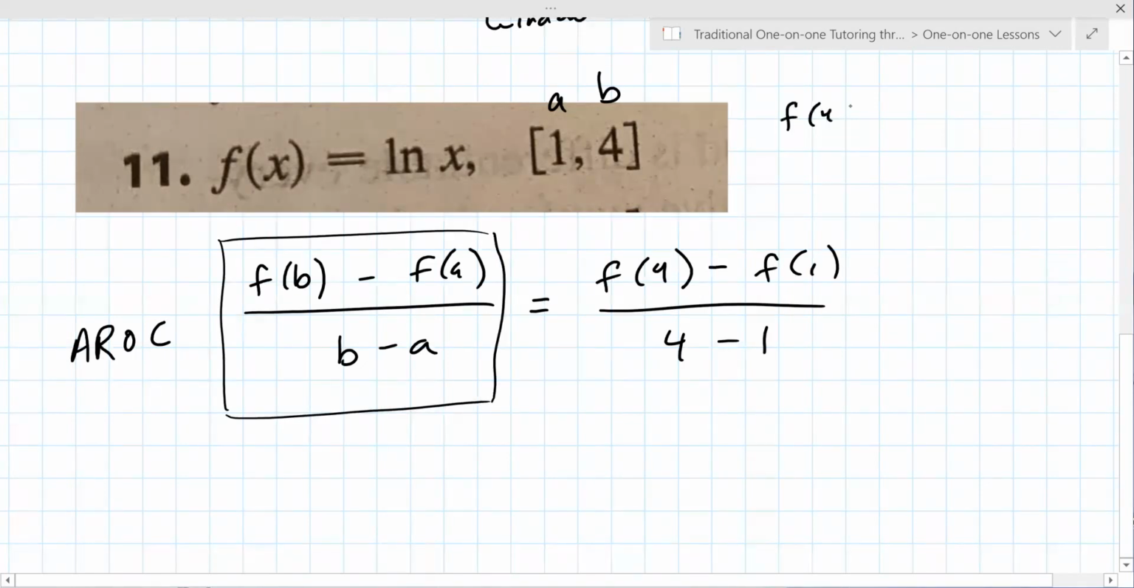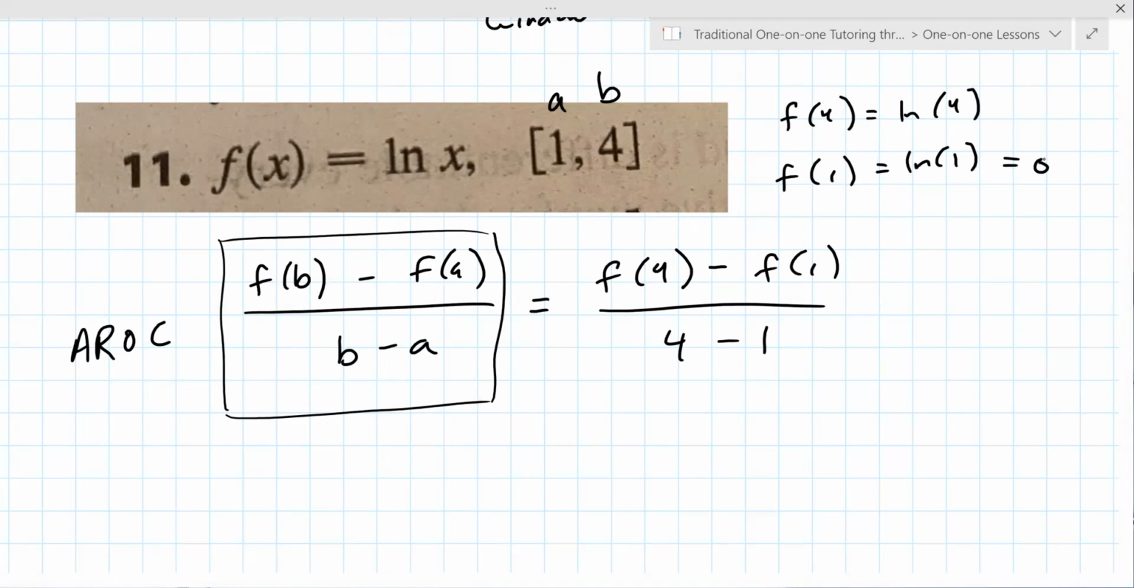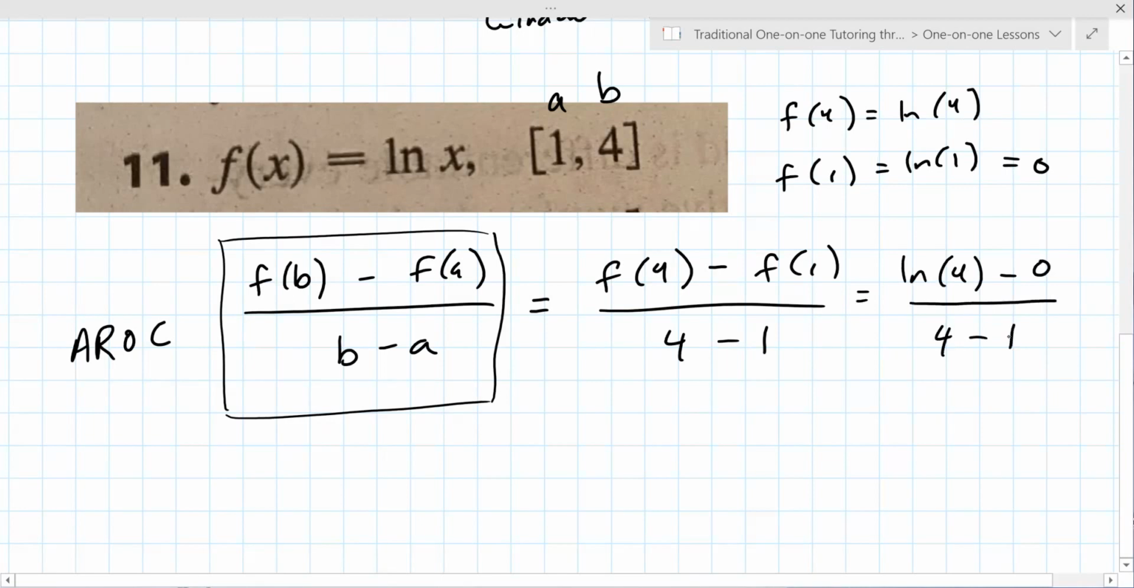So f of 4 is the natural log of 4. f of 1 is the natural log of 1, which is 0. That's important. So this becomes the natural log of 4 minus 0 over 4 minus 1, and that becomes the natural log of 4 over 3. Well, no, that's part 1.